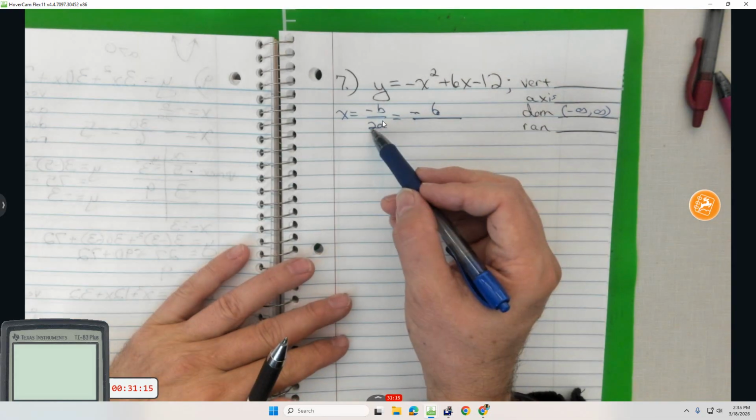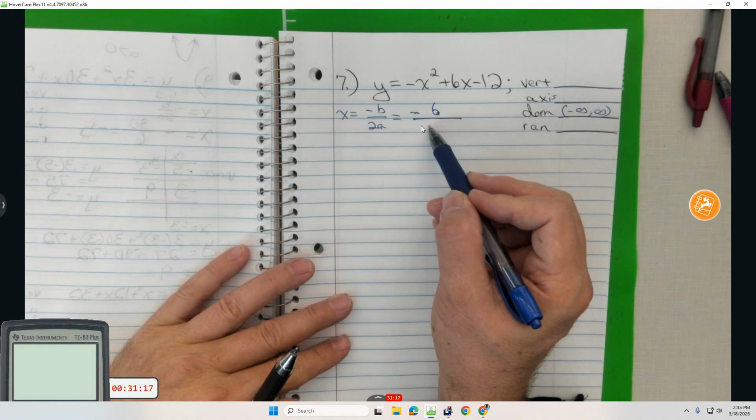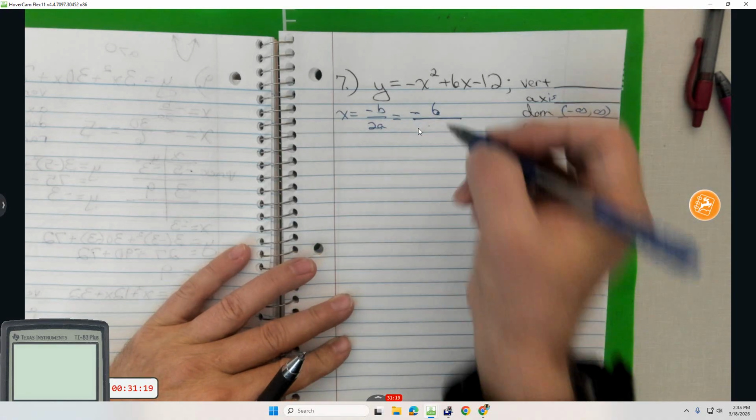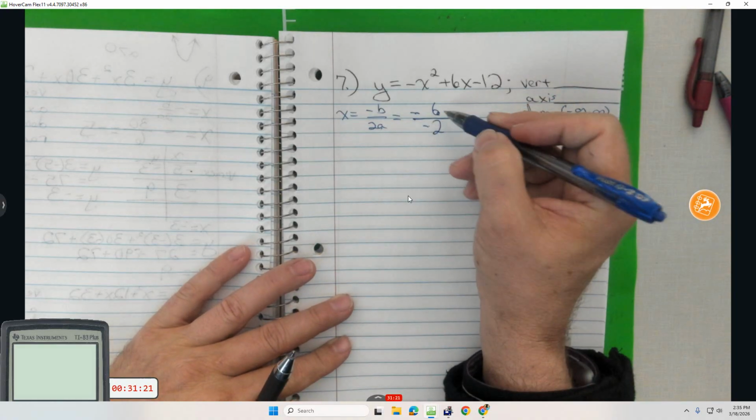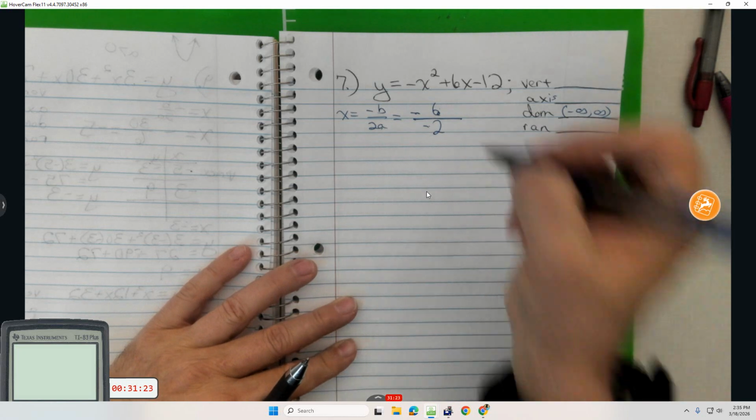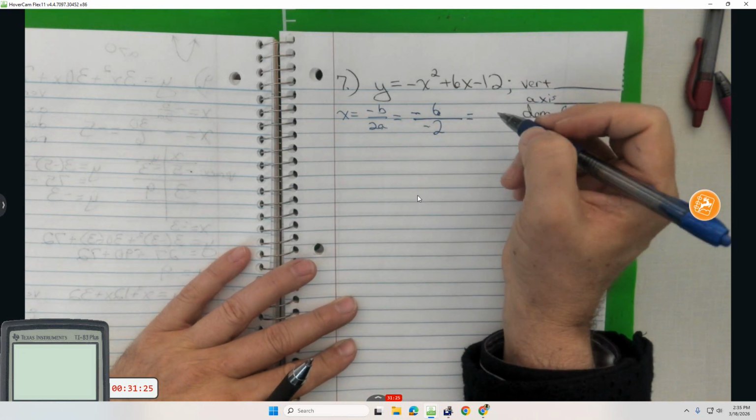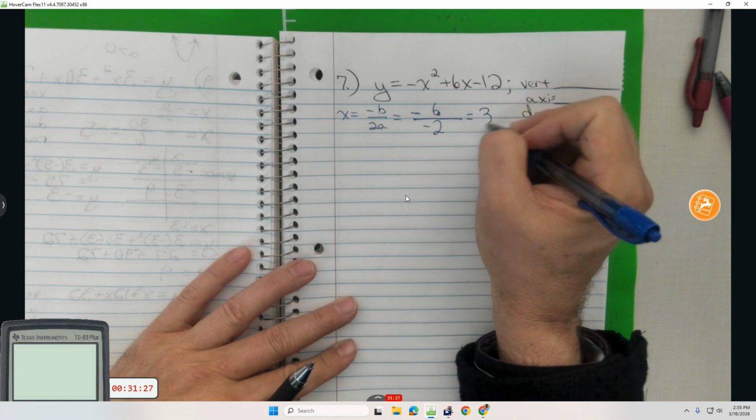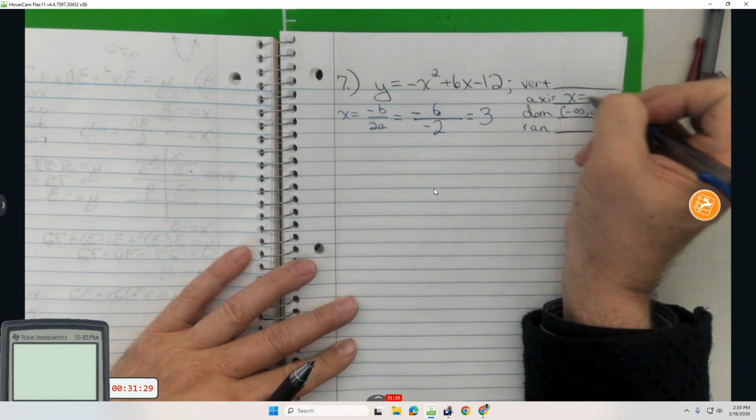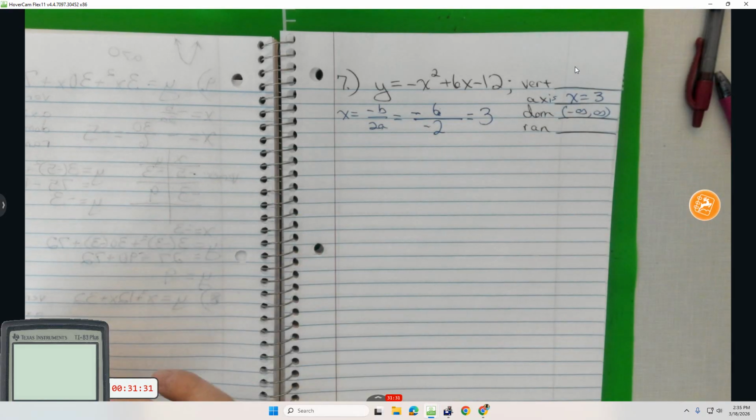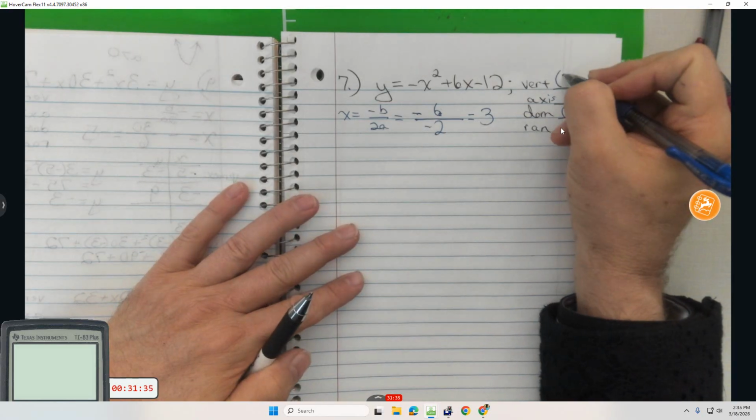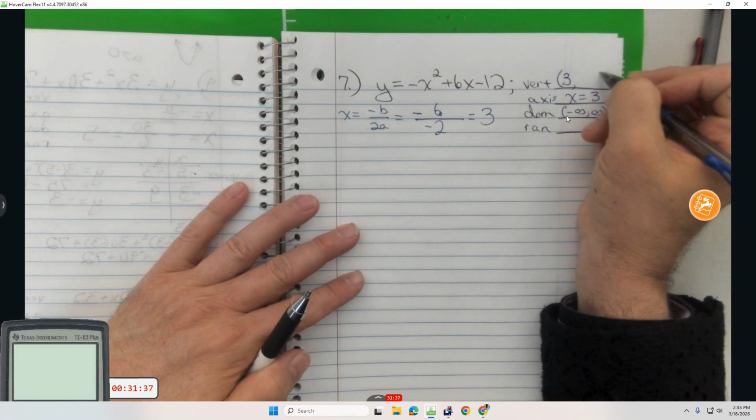Negative 1. 2 times negative 1. What do I have down here? Negative 2. Negative 6 divided by negative 2. What am I getting for my axis? X equals positive 3. X equals positive 3. There's a 3 comma back here. And that means the vertex occurs at an ordered pair where x is 3.